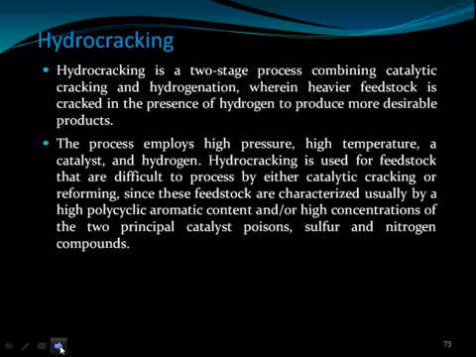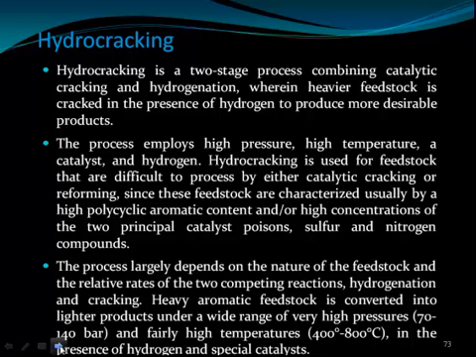Hydrocracking is used for feedstock that are difficult to process by either catalytic cracking or reforming, since these feedstock are usually characterized by a high polycyclic aromatic content and or high concentrations of the two principal catalytic poisons, sulfur and nitrogen compounds. The process largely depends on the nature of the feedstock and the relative rates of two competitive reactions, hydrogenation and cracking.